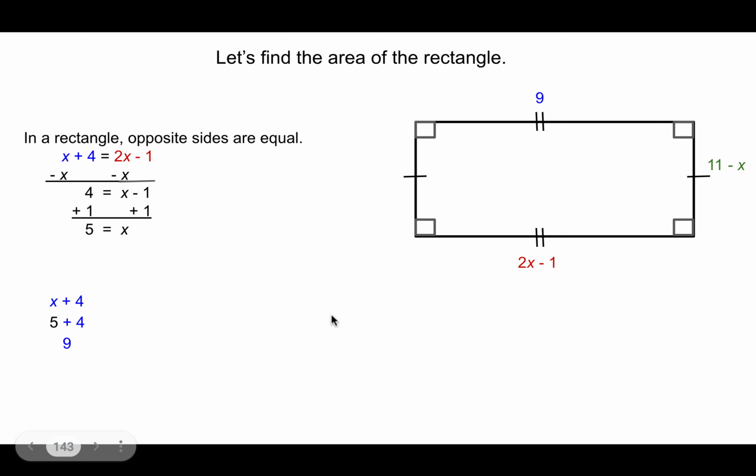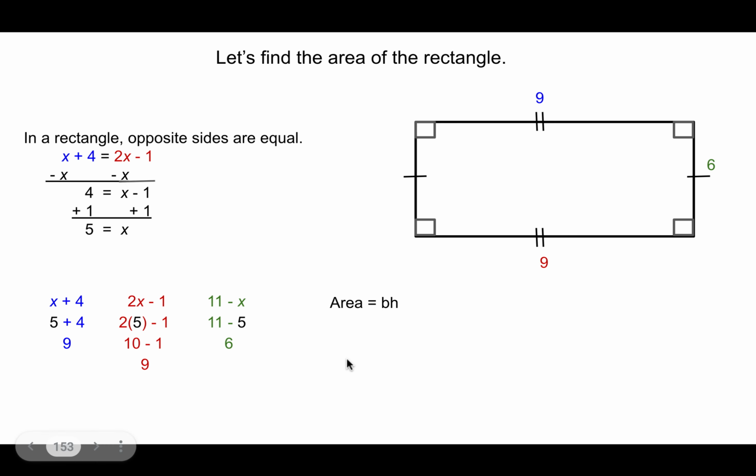Let's check to make sure. 2x minus 1, again, replace the x with 5. The product of 2 and 5 is 10, and the difference of 10 and 1 is 9. So it checks out. So now we know the base. Let's figure out the height. 11 minus x, and again, we can replace the x with 5, and the difference of 11 and 5 is 6. So the height is 6. This side, of course, is also 6.